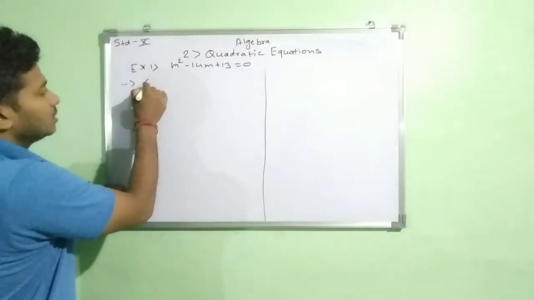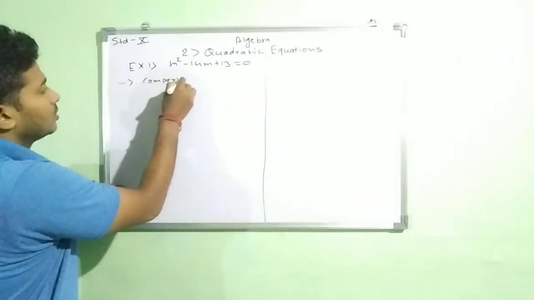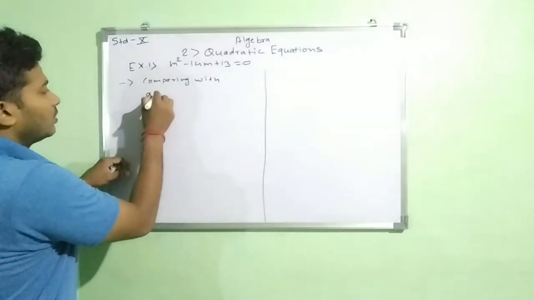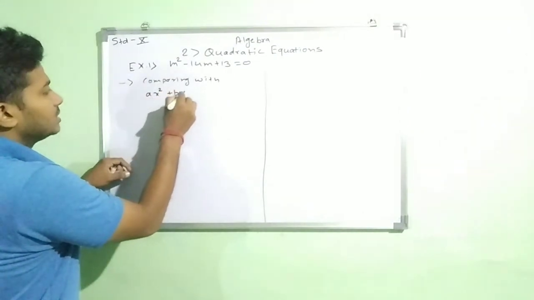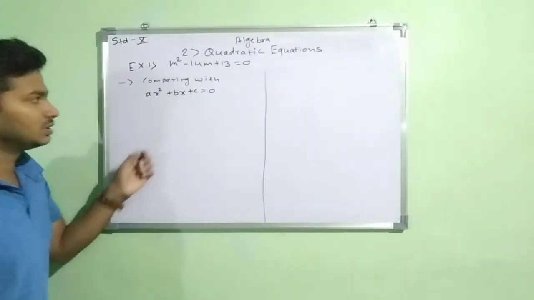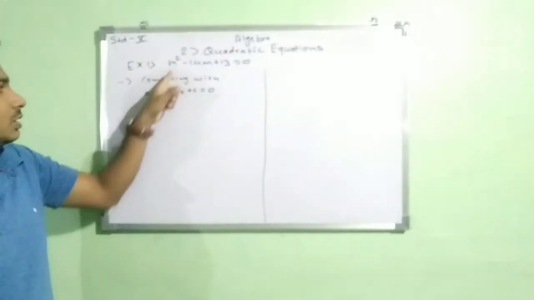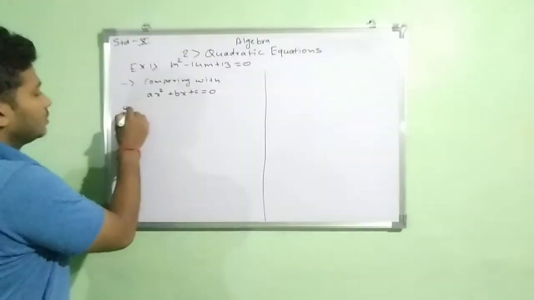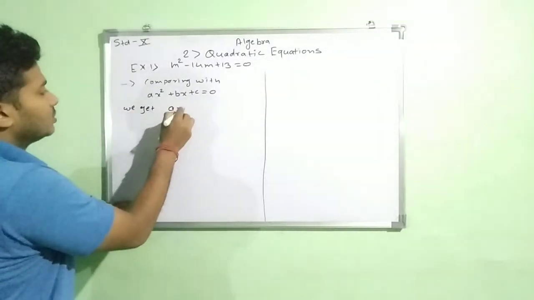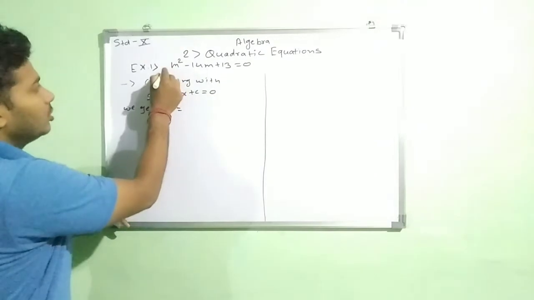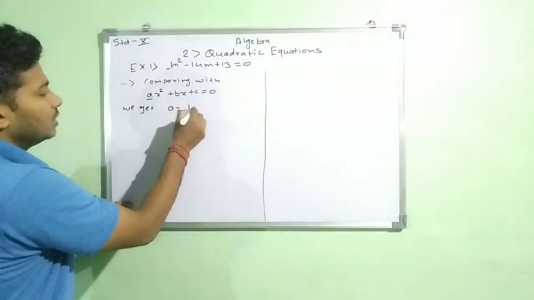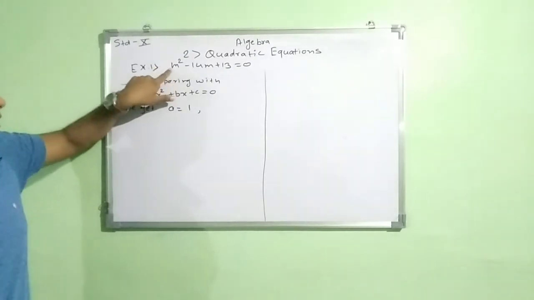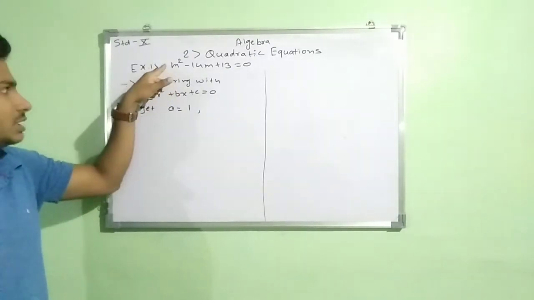First we will compare our example with ax square plus bx plus c is equal to 0. This is our standard form. After comparing, we will get a is equal to 1, because if you don't have anything at the square term, that means there is 1.